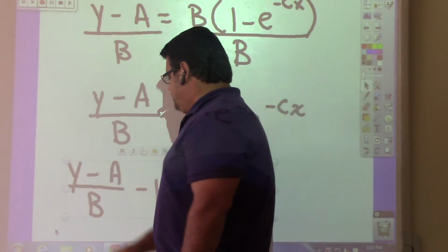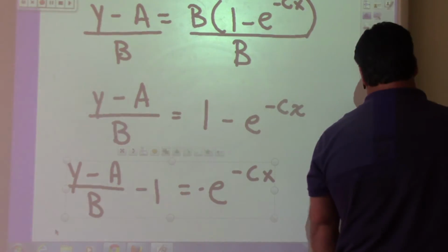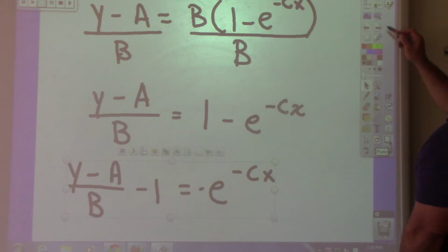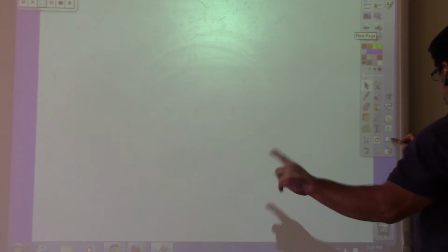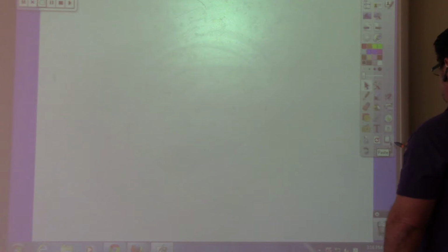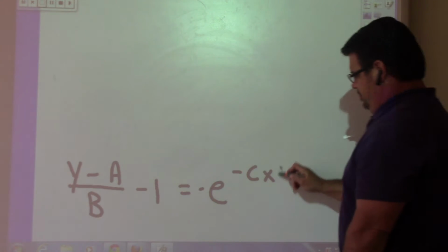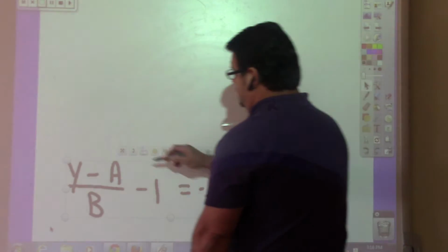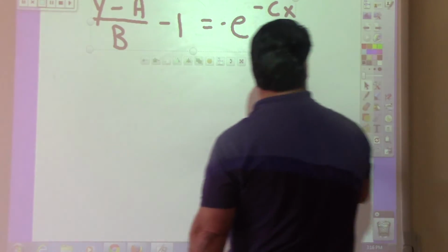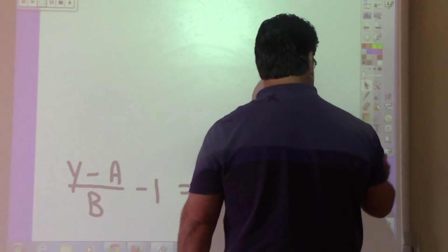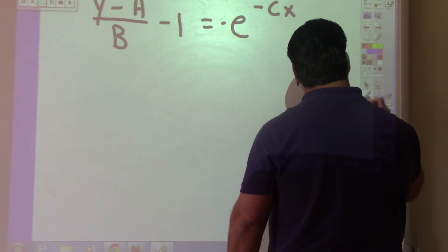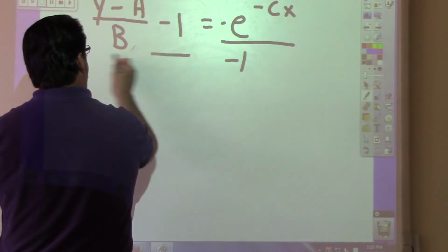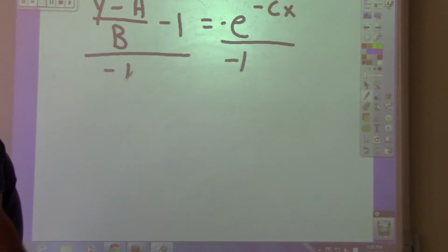All right, let me ask y'all a question. Is there anything else we can do to maybe make it a little bit easier on ourselves? Get rid of those negatives. Get rid of that negative. How? Multiply by negative 1, or divide through by negative 1, whichever one you want to do. Same thing.